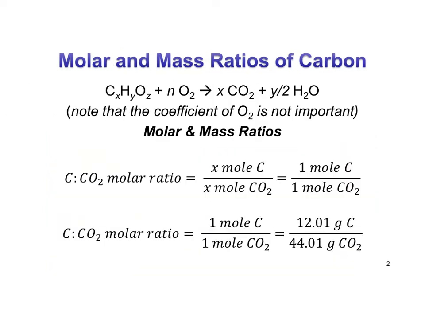In the combustion reaction, X is the subscript for carbon, and it is also the coefficient for the carbon dioxide. As a result, the molar ratio of the carbon to carbon dioxide is 1:1. The corresponding mass ratio of carbon to carbon dioxide is the molar mass of carbon, 12.01 grams per mole, divided by the molar mass of carbon dioxide, 44.01 grams per mole.